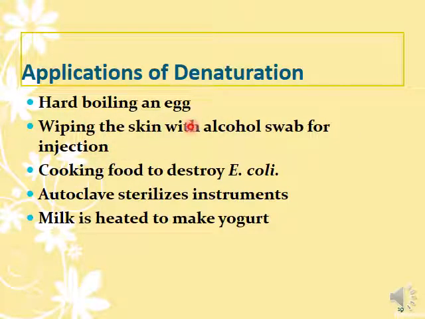Bacteria are mostly made of protein, so when an alcohol swab is applied, it will denature the bacteria itself. So it will ensure there's no bacterial infection when you undergo injection. The third one is cooking. There's a reason why you must cook raw food before eating, to destroy organisms like E. coli. The fourth one is autoclave. An autoclave is used to sterilize instruments, meaning to kill every possible source of contamination. And lastly, milk heated to make yogurt. So that is one example of denaturation. To prepare yogurt, milk is heated.